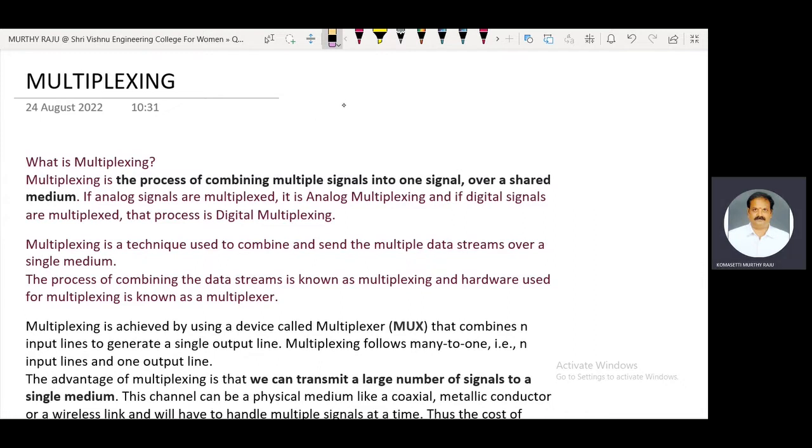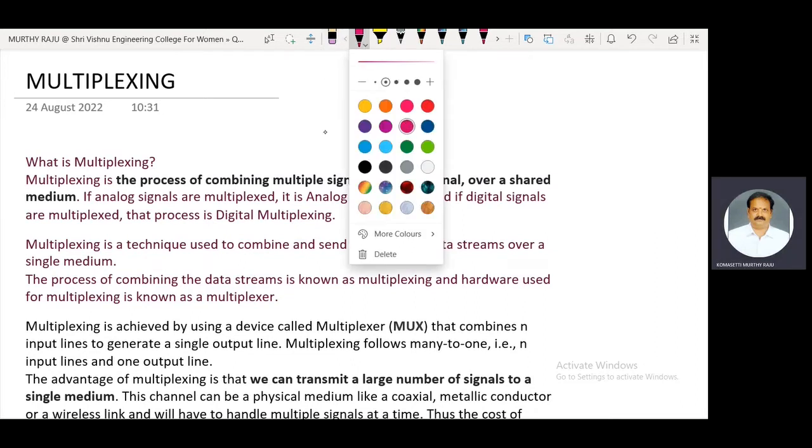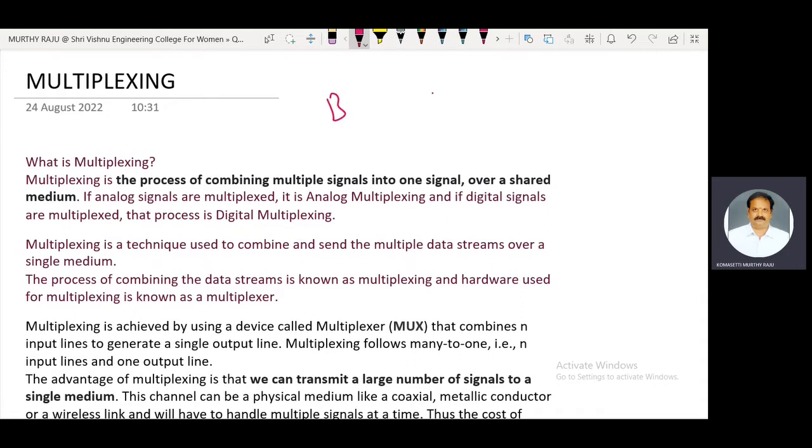Suppose one device has bandwidth B, and the channel bandwidth is B1. If B1 is greater than B, the signal is easily transmitted from one point to another, because the channel bandwidth is greater than the signal bandwidth allocated to the signal. In that case, the bandwidth is wasted. That is the reason we go for the multiplexing technique.